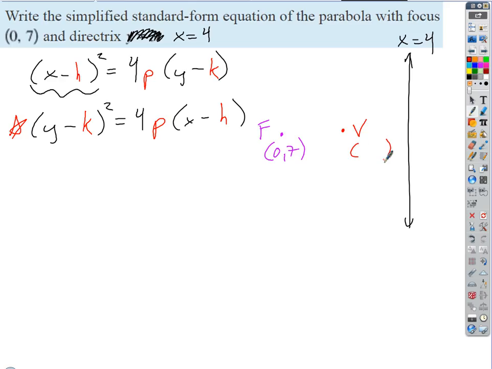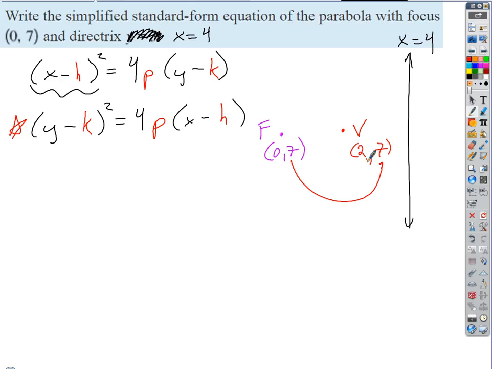Now, what are the coordinates of V going to be? If it's a sideways parabola, the vertex and the focus line up how? How do they seem to line up? How would we describe that maybe? Horizontally. Yeah, they line up horizontally. So what coordinates are going to be the same this time? 7. Yeah, the y coordinates have to be the same, right? Because they're lining up horizontally. So we know right away the y coordinate is 7, but the x coordinate has to be the middle one, doesn't it? So what's the middle of 0 and 4? 2. 0 plus 4 is 4, divided by 2 is 2. So there are the coordinates, right?